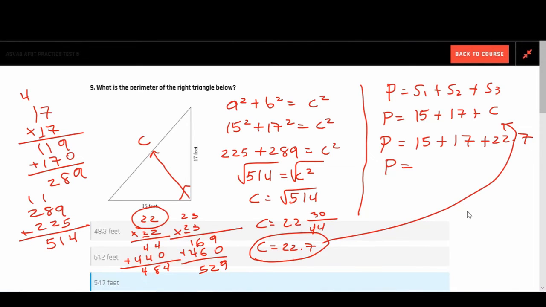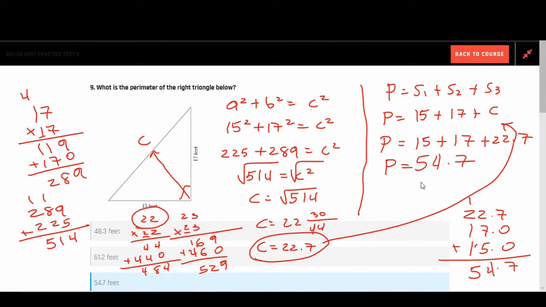We got 22.7, 17, and I'll put 0.0 just to line that up, and 15.0. Again, this is going to be 0.7. 7 plus 5, 7, 8, 9, 10, 11, 12, 13, 14. So this is going to be 4, carry the 1. 2 plus 2 is 4 plus 1 is 5. So we can see that this perimeter is going to be 54.7.